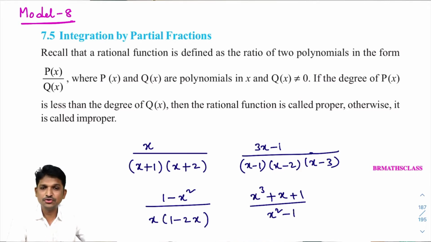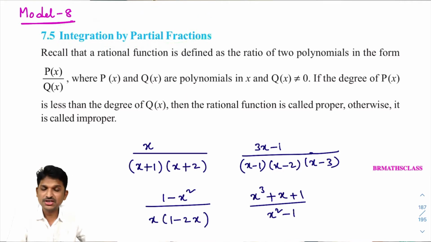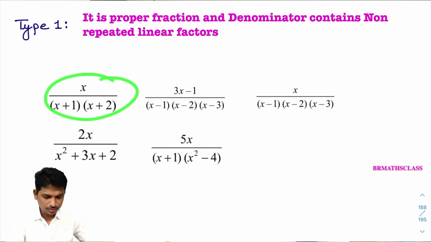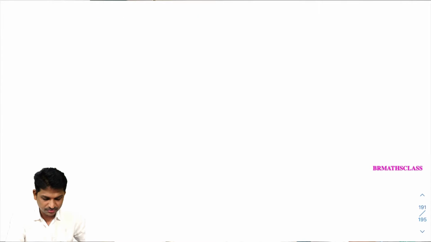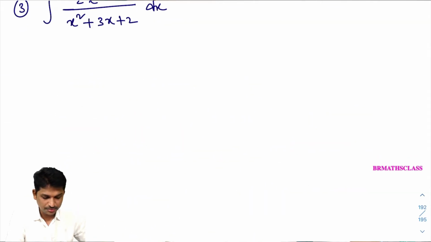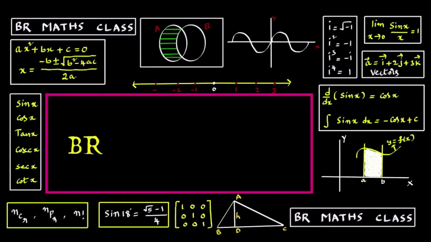I don't want to confuse you by explaining all types now. In this class, I'll explain what is a rational function, a proper rational function, an improper rational function, and we'll do type 1 problems. What is type 1 and what type of problems come under type 1? In this class, I'm going to do 5 problems: 1, 2, 3, 4, 5. Total 5 problems I am going to do in this class. Without much delay, let's begin.